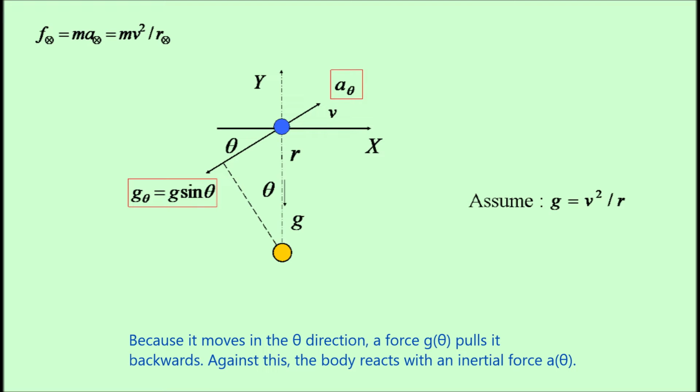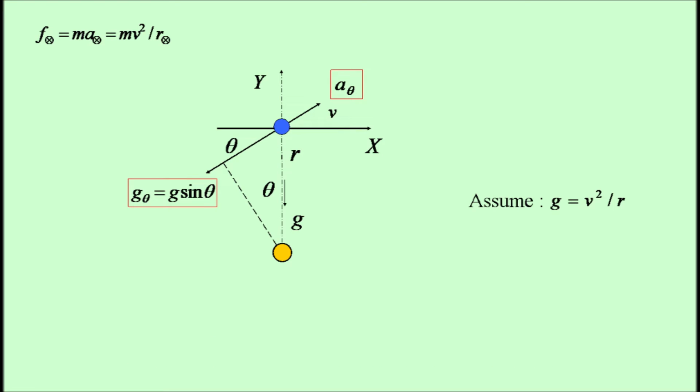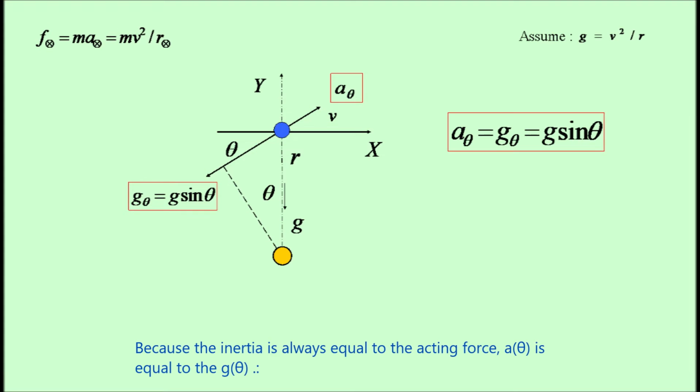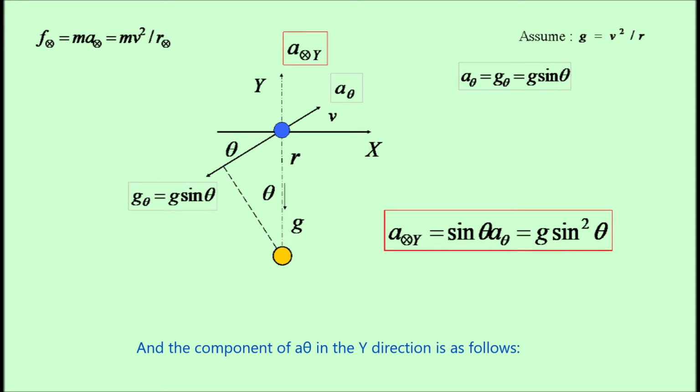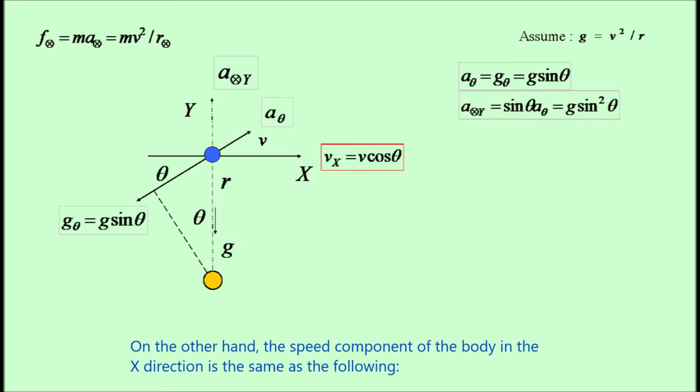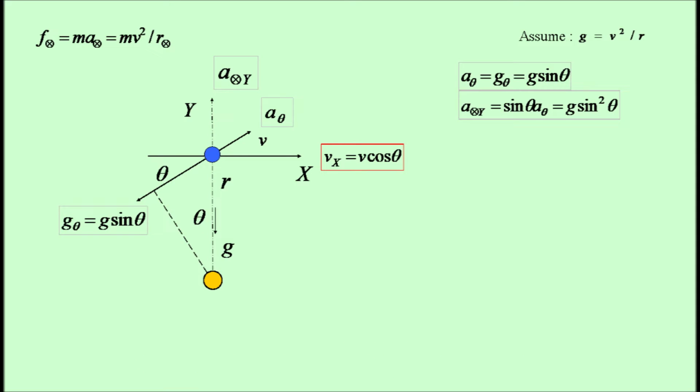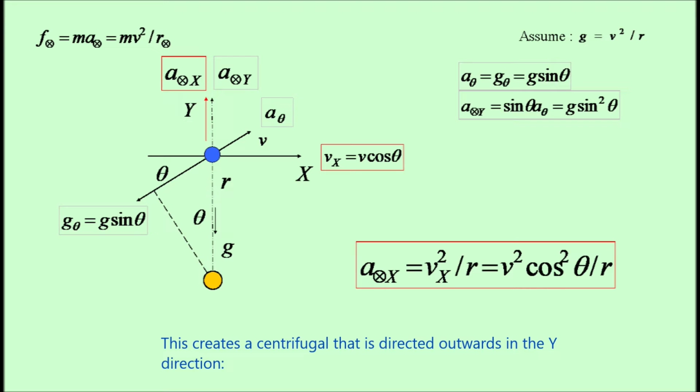Because the inertia is always equal to the acting force, A theta is equal to the G theta. And the component of A theta in the y direction is as follows. On the other hand, the speed component of the body in the x direction is the same as the following. This creates a centrifugal force that is directed outwards in the y direction.